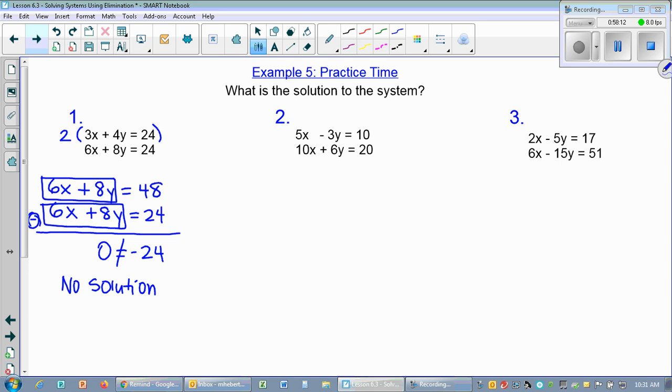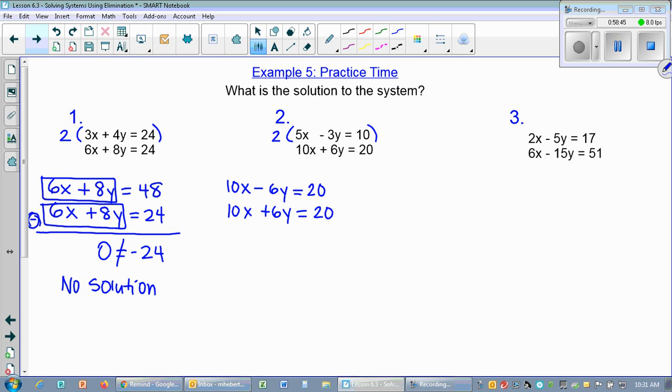For my second example, well, 5 and 10 are not the same value. 3 and 6 are not the same value. But 5 will go into 10 2 times, so I can multiply everyone on the first equation by 2. So 2 times 5 makes 10x. 2 times negative 3 makes negative 6y. And 2 times 10 makes 20. The second equation already has a 10x, so I can leave it as is. 10x plus 6y is equal to 20.